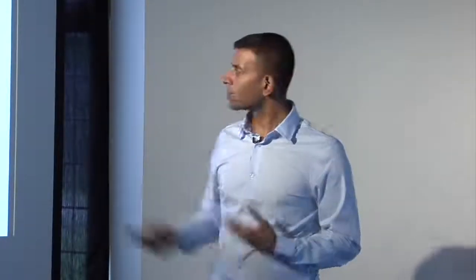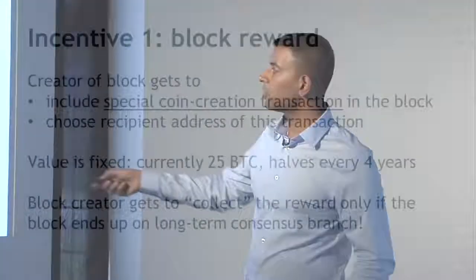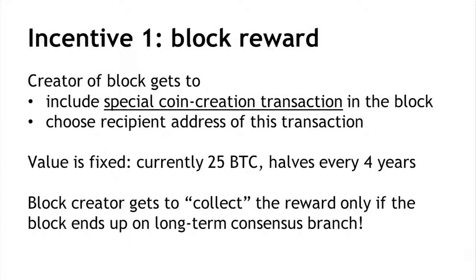But let me ask you this. It appears, based on what I've said here, that this node gets the block reward regardless of whether it proposes a block with only valid transactions or it behaves maliciously. So how are we actually providing any incentives for honest behavior via this block reward? But think about this. How will this node get to collect its reward? That will only happen if this block ends up on the long-term consensus branch, because that's the only case in which this coin creation transaction will be considered valid. The coin creation transaction is not special. It's just like every other transaction. It's only valid if it ends up on the consensus chain. So that's the incentive mechanism here.